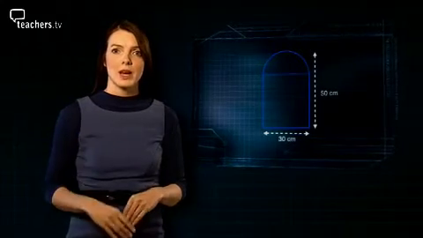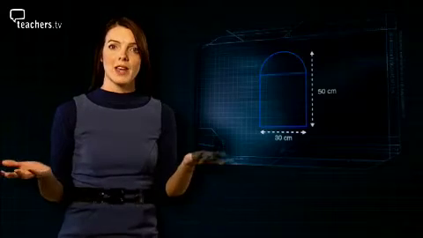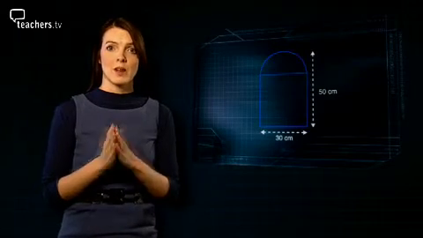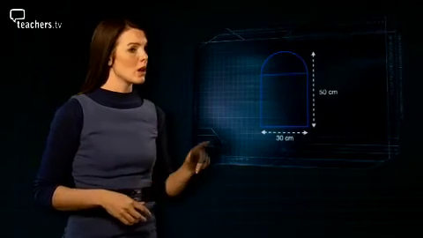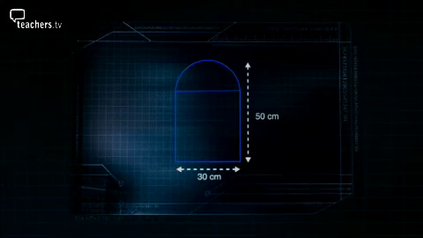Well, for unusual shapes, just break them up into simpler shapes like squares, rectangles, triangles, circles, and even semicircles, shapes that we know how to work out the area for. So here, with the arch, we can break it up into a rectangle and a semicircle, work out the area of both parts, add them together. Simple. So the whole arch is 30 centimetres across and 50 centimetres tall.